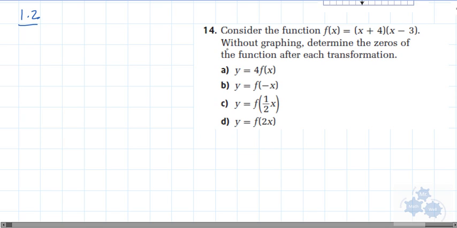So it says, consider the function and without graphing, okay? So we could graph this, we could substitute values, right? I could put a big 4 in front of here and find out what the new graph looks like. But this question is asking you, saying, without graphing, see if you can figure out sort of what happens.